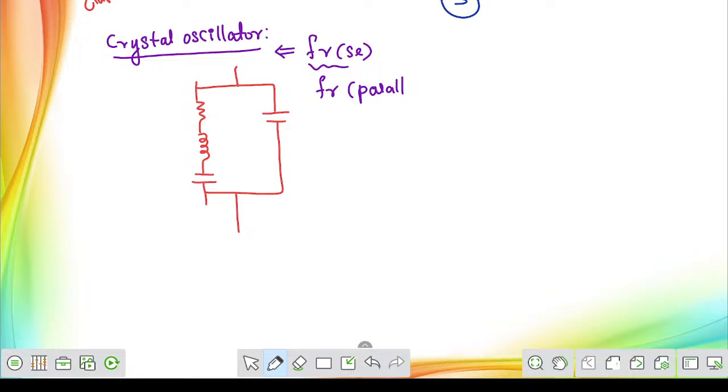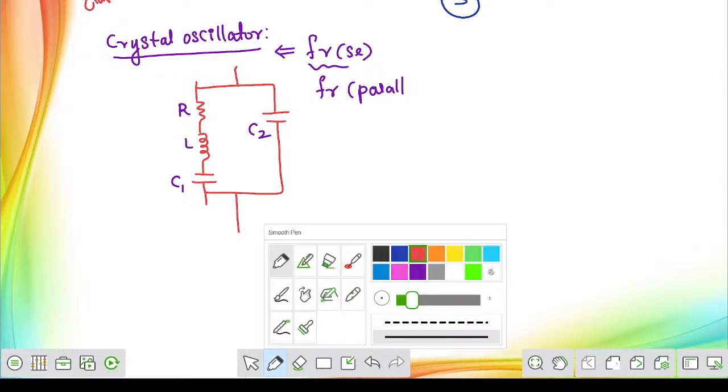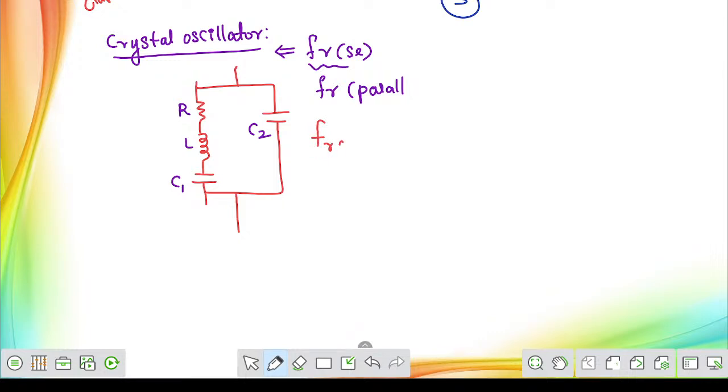So how to calculate the series resonant frequency? I will name the components R, L, C1 and C2. From this, you can calculate the series and parallel resonance. Very simple. Series resonance is resonance with the help of the series parameters R, L, C. For the RLC circuit, the standard formula is 1 by 2 pi into the square root of L into C1. That is series resonance. Directly, you can consider this inductor and this capacitor to calculate series resonance.